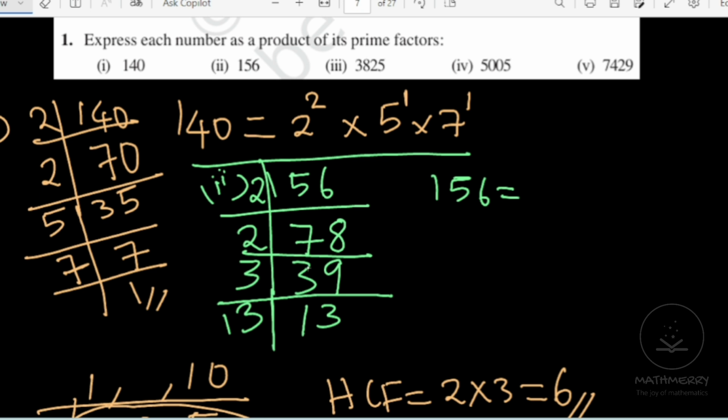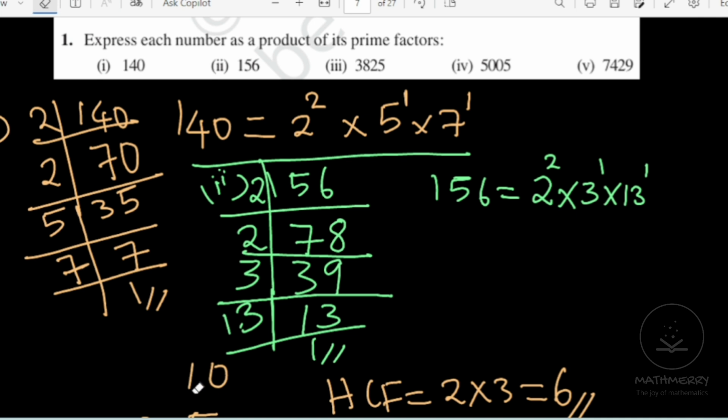So 13 divided by 13, it's 1. So here 2 raised to 2 into 3 raised to 1 into 13 raised to 1. So this is our prime factorization of 156. Now what about 3825? What we will do with 3825?